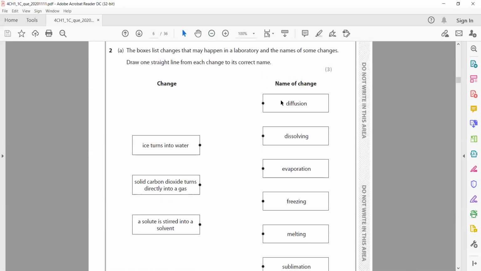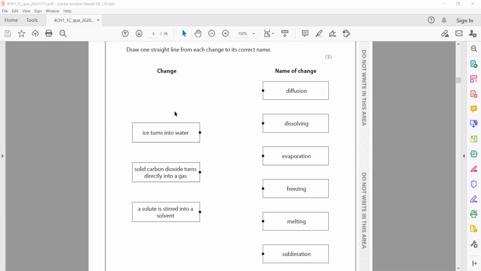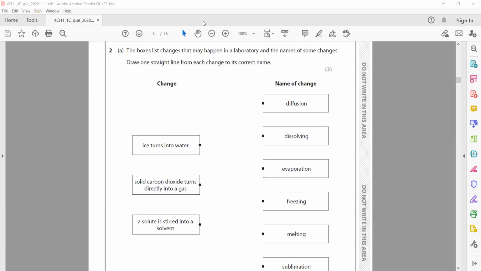Question 2a. The boxes list changes that may happen in a lab and name some of the changes. Draw one straight line from each change to the correct name. Ice turning into water, we call that melting. Solid carbon dioxide turning directly into gas, we call that sublimation. A solute stirred into a solvent, dissolving or mixing in solvent, we call that dissolving.